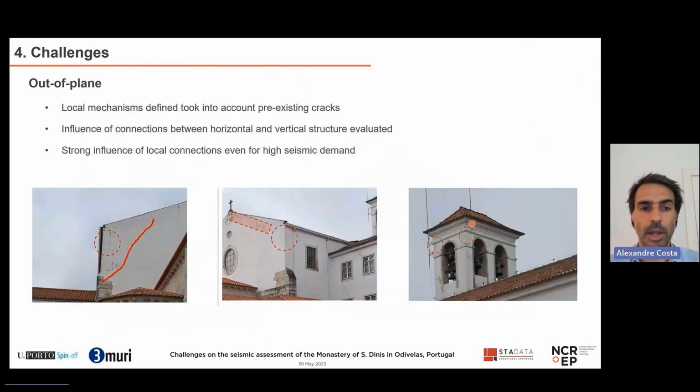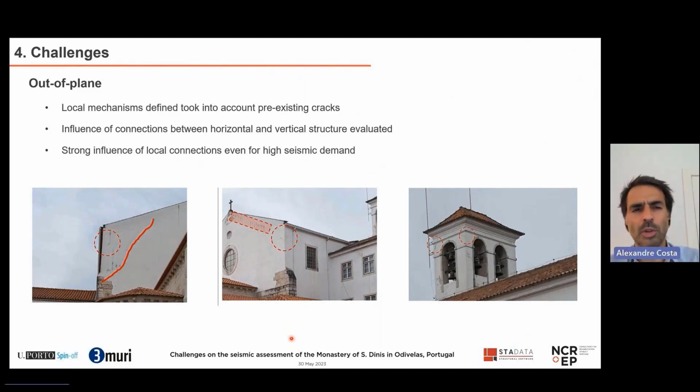Then we have the problem of the out of plane. So we use also Tremuri to do it, and local mechanisms were defined based on the literature and also on the local connections that we assessed on site, and also taking into account the existing cracking patterns, as well as the presence, for example, of tie rods.